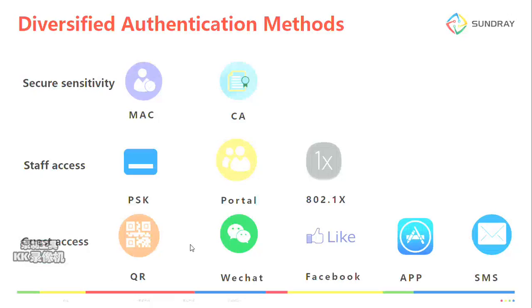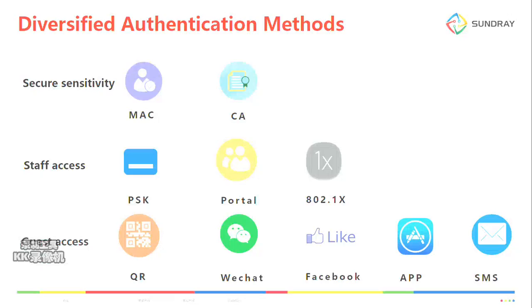The first one is when we create the user account in the controller, we can print the QR code for this account. If a guest comes and connects to the SSID, you give him this printed QR code. He uses a smartphone to scan this QR code, and he will get authenticated.